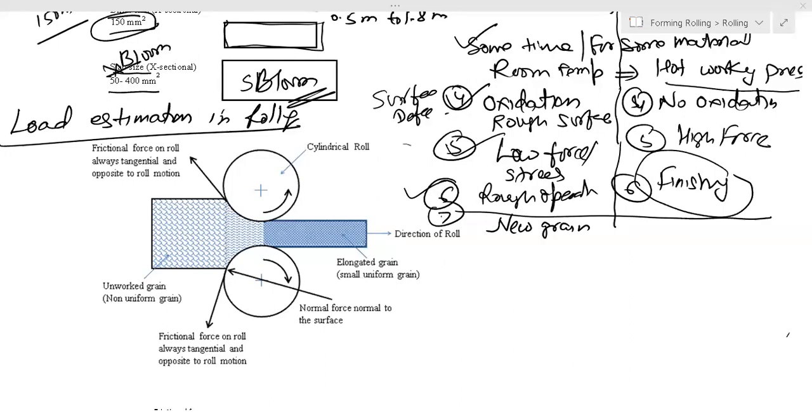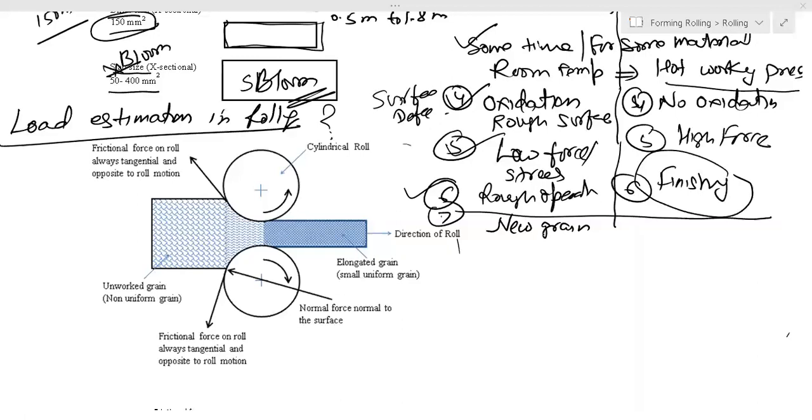As I said, cold working, you are not following me, Sims. Hot working is having lower mechanical property. Cold working is having higher mechanical property because of the presence of work hardening. Is it clear to you, Prasad? Tell me. Cold working is having higher mechanical property than the hot working process.